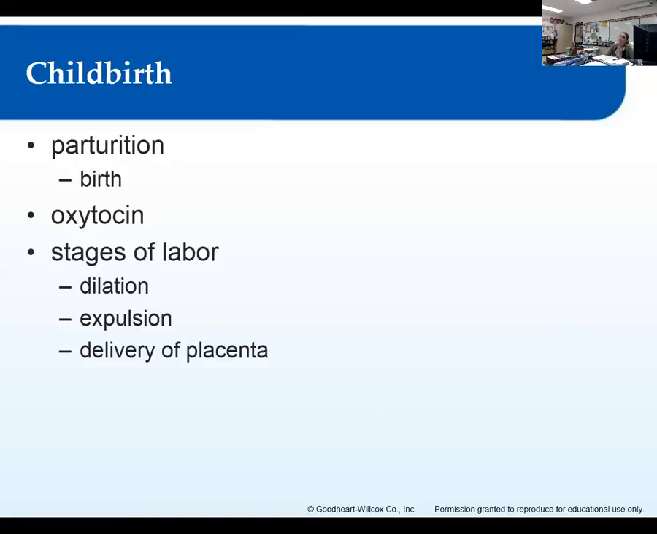The other thing oxytocin does is after labor, so after the baby comes out, it actually causes the uterus to continually contract until the placenta comes out, and then it even continues to contract in order to get smaller. Whenever it shrinks down, it contracts. So that's oxytocin. Stages of labor. These are very basic. There's actually a lot more to this, but the basic stages are dilation, expulsion, and then delivery of the placenta.